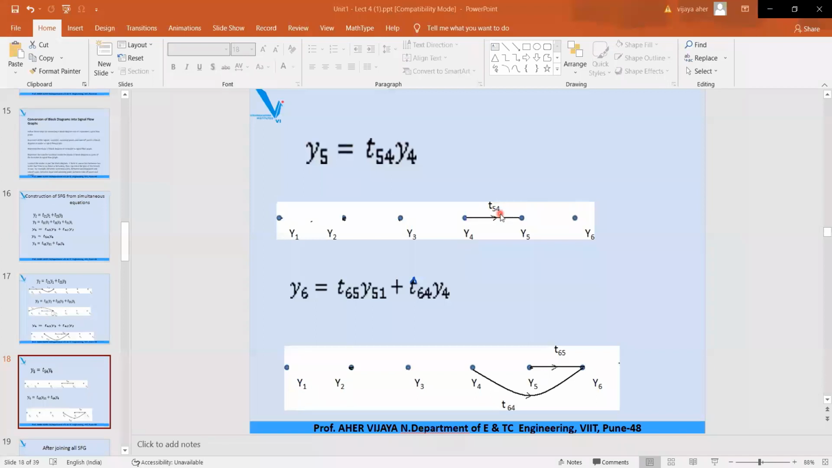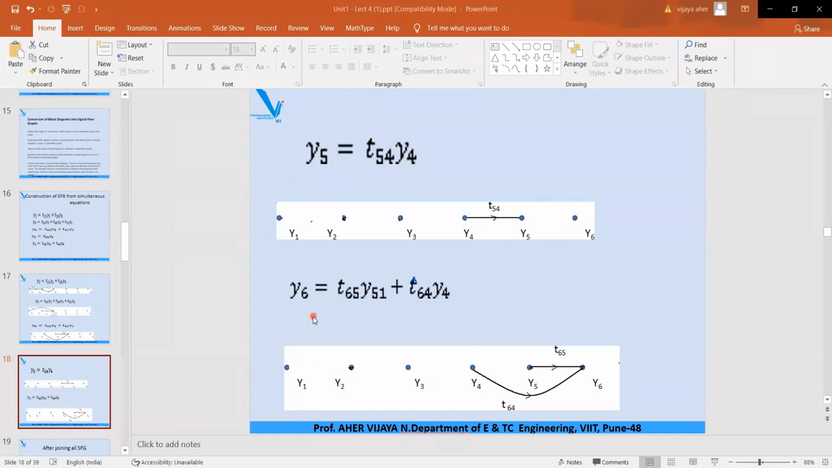So this is the branch with a positive sign, so forward direction towards node y5. And you can write the equation t54 into y4 as the equation for y5. So this equation is satisfied. So this is the SFG for this equation. Very simple. Now take the last one.